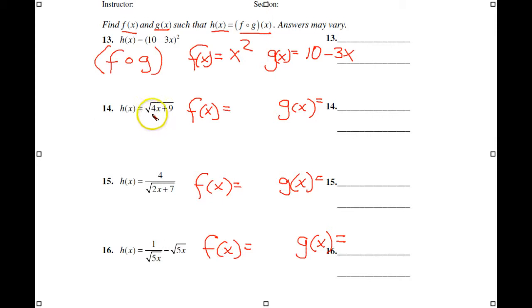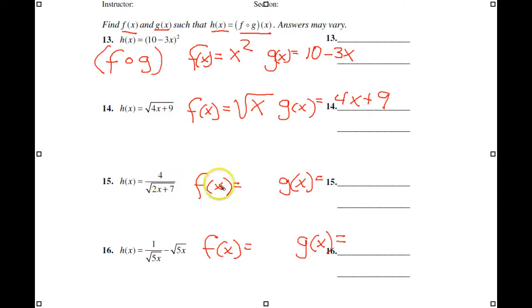Now, take a look at this one. So, what's under the radical sign? Well, 4x plus 9. And what do you put here? The square root of x. So if this is your x value of g function, you then place it under the radical sign, which is your function of f.